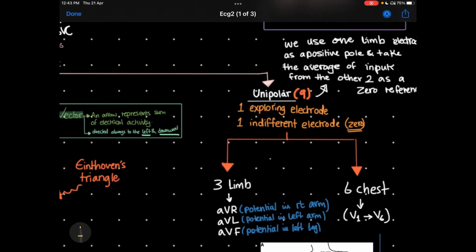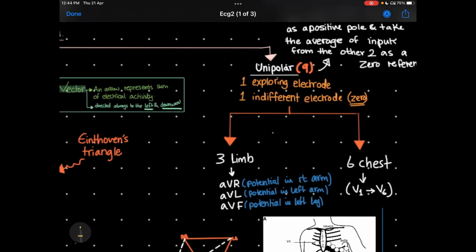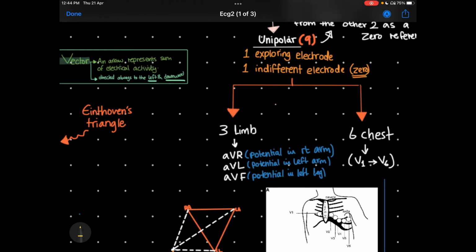In unipolar, we use only two electrodes, but one is an exploring electrode and another one is what we call an indifferent electrode. That means it's zero. For further explanation, in the unipolar, we use one limb electrode as a positive pole and take the average of inputs from the two others as a zero reference. What does that mean? You're going to understand when we explain it further.